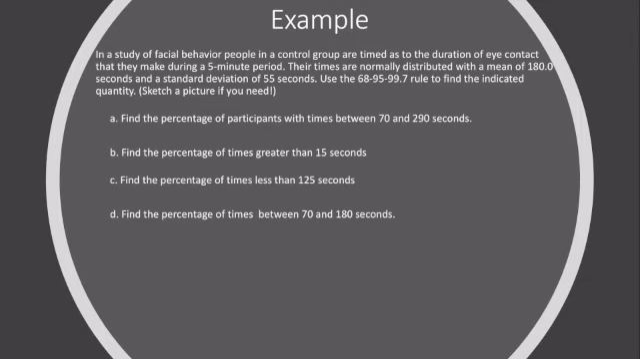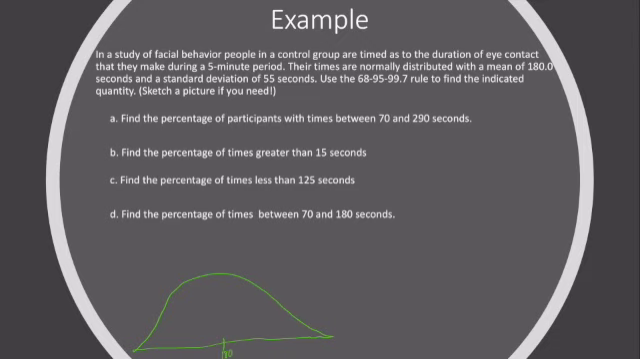Okay, so we're going to do one more problem practicing how to use these normal distributions. So, in a study of facial behavior, people in a control group are timed as to the duration of eye contact that they make within a 5-minute period. Their times are normally distributed with a mean of 180 seconds, so 3 minutes, not bad, and a standard deviation of 55 seconds. We're going to use the 68, 95, 99.7 rule to find the indicated quantity. It says sketch a picture if you need. My recommendation is always sketch a picture. Always, always. So we've got our mean of 180.